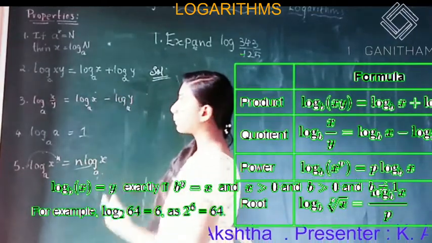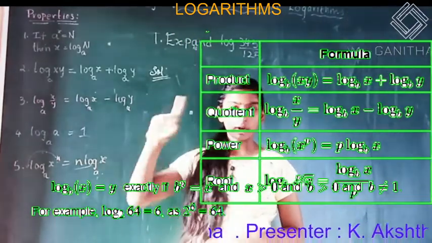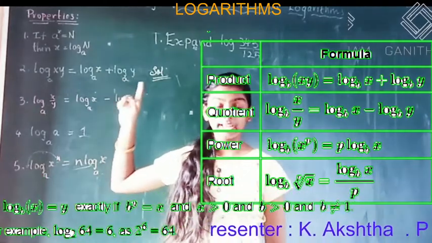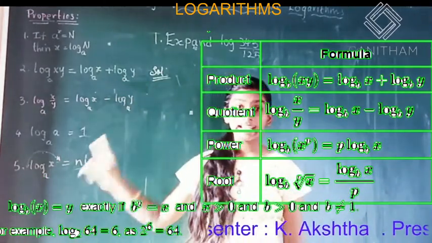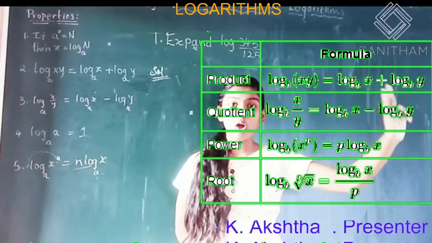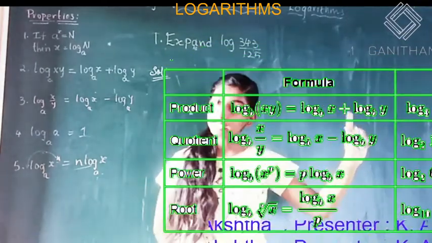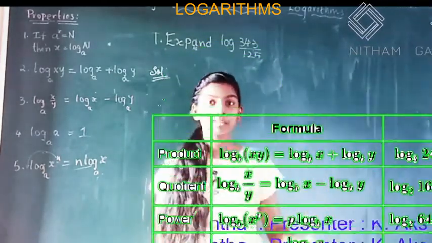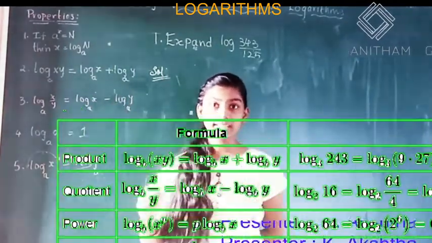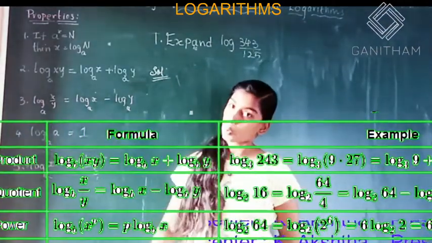Once more, let us see all the formulas or properties based on logarithms. What is the first formula? If a power x is equal to n, then x is equal to log n to the base a. And second, log xy to the base a is equal to log x to the base a plus log y to the base a. And third, log x by y to the base a is equal to log x to the base a minus log y to the base a.